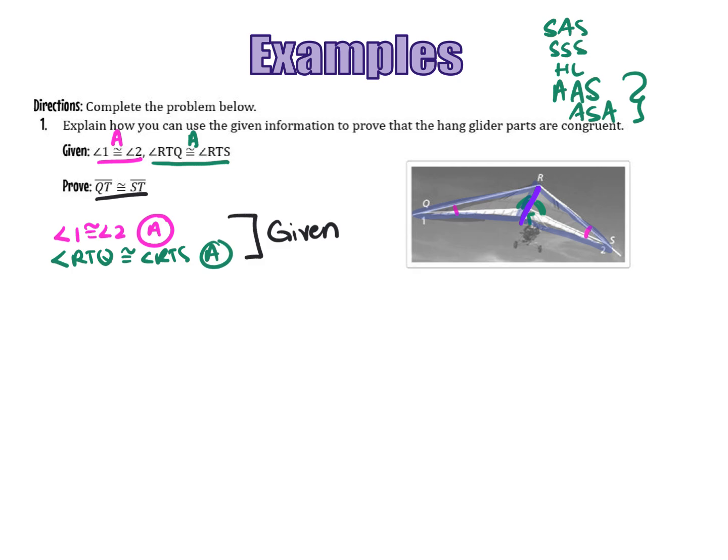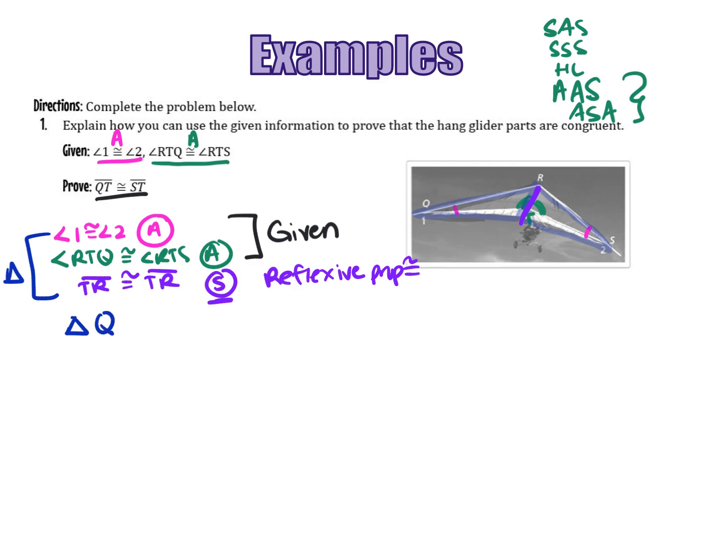I also know that the side length TR is congruent to the side length TR. It's congruent to itself. There's the side that I need. And that is true because of the reflexive property. I'm saying this side is congruent to itself, and the reason I'm saying it is because that establishes the side part of my triangle congruency. So these three statements allow me to conclude the next, that triangle QTR is congruent to triangle STR by angle-angle-side triangle congruency.